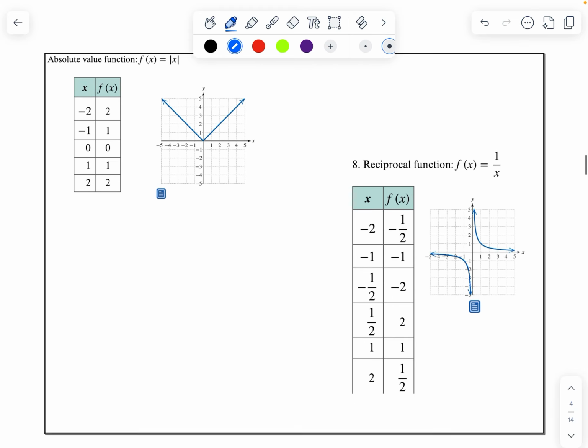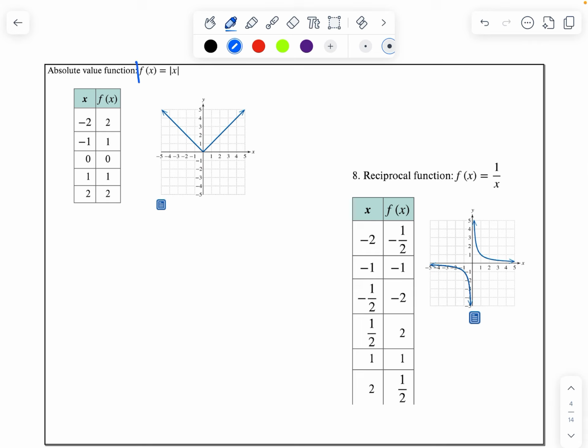And I think these are our last two parent functions here. The absolute value function, y equals absolute value of x. It starts at 0, 0, goes through 1, 1, negative 1, negative 1, and instead of a U shape, this one does make a pointed V shape.